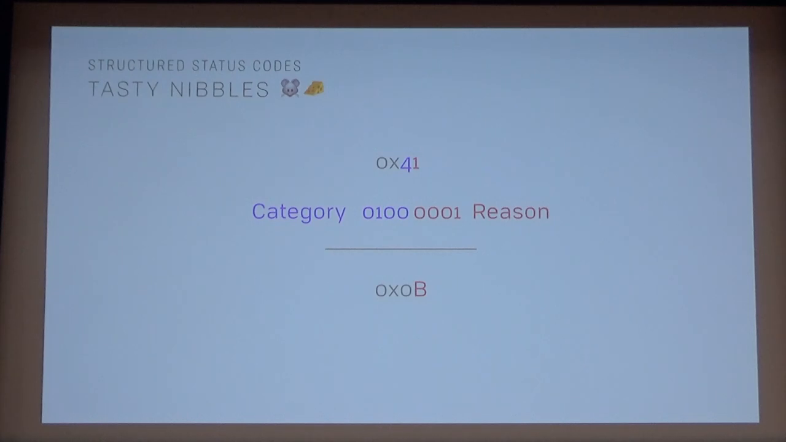And if you have something where the category is zero, this is the same case as having 400 in HTTP, where it just tells you that this is a user-generated or user-side error, client error, with no additional context. So this one just says the generic case for the B reason.